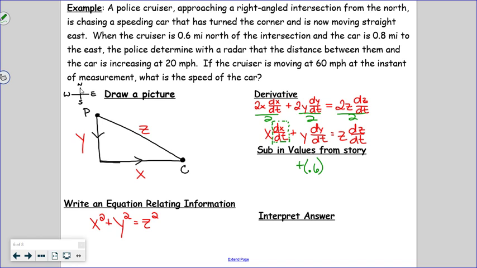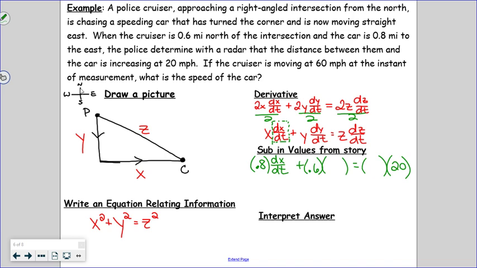All right. Of the intersection, and the car is 0.8 miles. Okay, we've got 4 more variables to fill that in for. Which one does the 0.8 go in for? X. And I'm going to go ahead and put in that dx dt because we already talked about, we know that's not changing. The police determined with the radar that the distance between them and the car is increasing at a rate of 20 miles per hour. Okay, is that dy dt, z, or dz dt? Dz dt, right? The distance between them is changing at a rate of 20 miles per hour. So that's our dz dt.